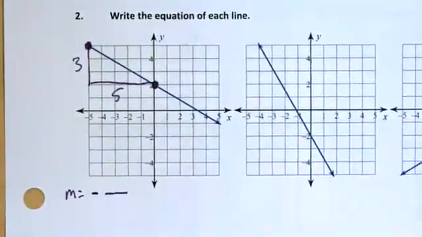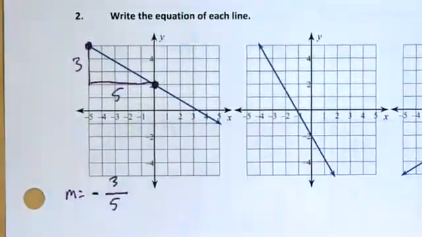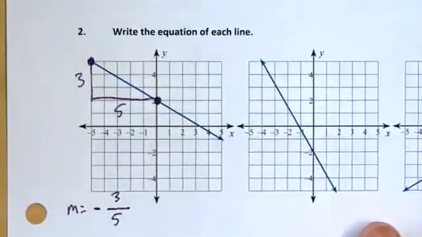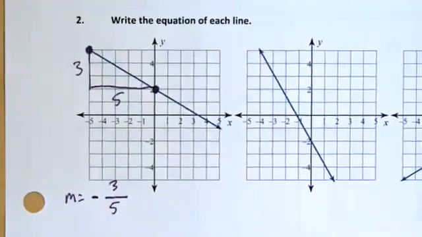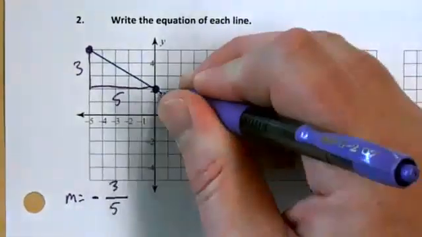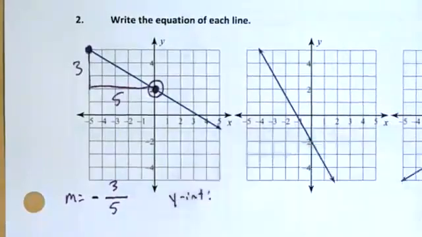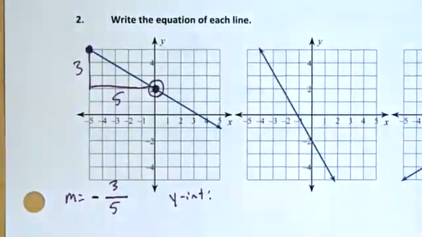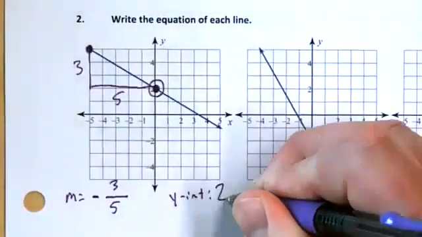3 over 5. Okay, so we've got our slope, -3 over 5. But that's not what they asked us to do. They asked us to write an equation. So we need two things for the equation. We need our change, which is the slope. We just found that. We also need a starting value, which is the y-intercept. So please write down y-int. And what is my y-intercept for this one? Where does it cross the y-axis? It crosses right here at 2.